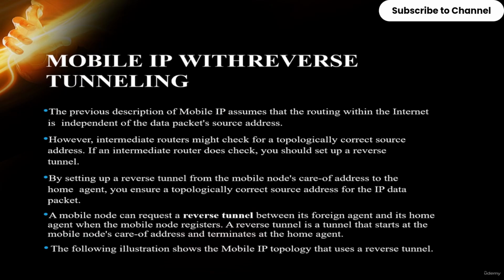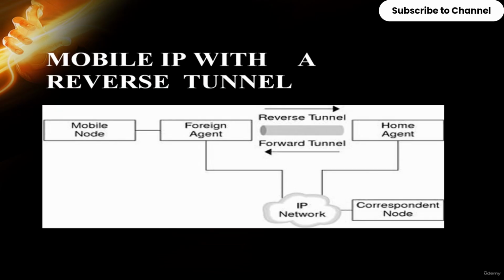All this can be requested for reverse tunneling between the foreign agent and the home agent whenever a mobile node registers, and a reverse tunnel is used between the mobile node's care of address and its home agent. In this diagram you can see the mobile node, foreign agent, reverse tunnel and forward tunnel. The forward tunnel is from the home agent to the foreign agent, and reverse tunneling happens from the foreign agent to the home agent. In this way the connection takes place with the help of mobile IP.